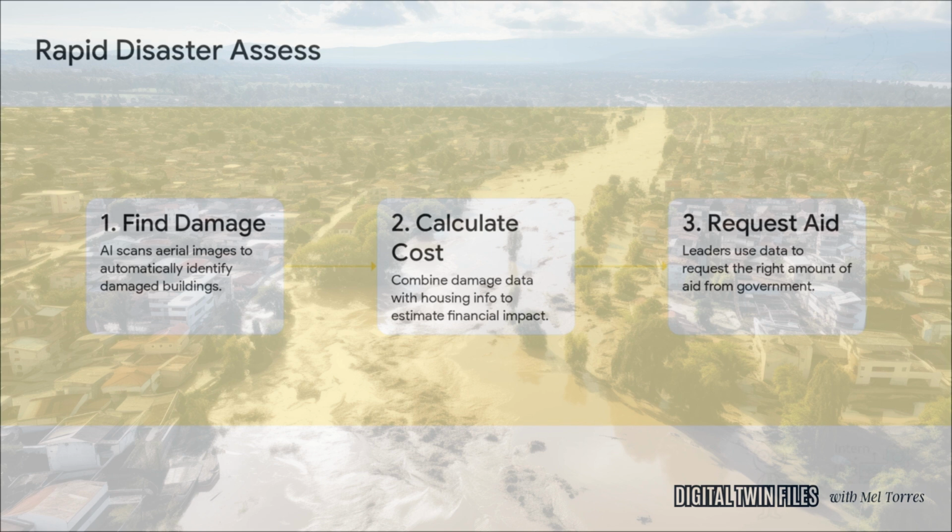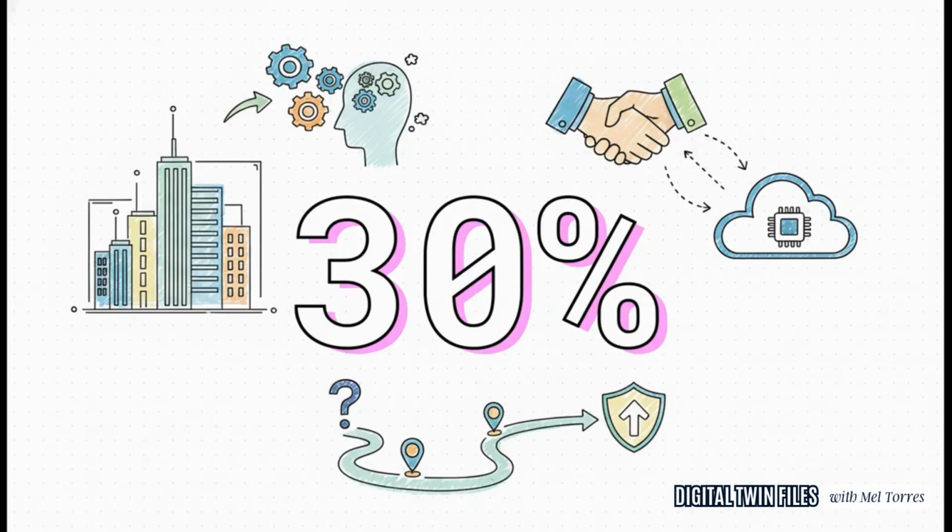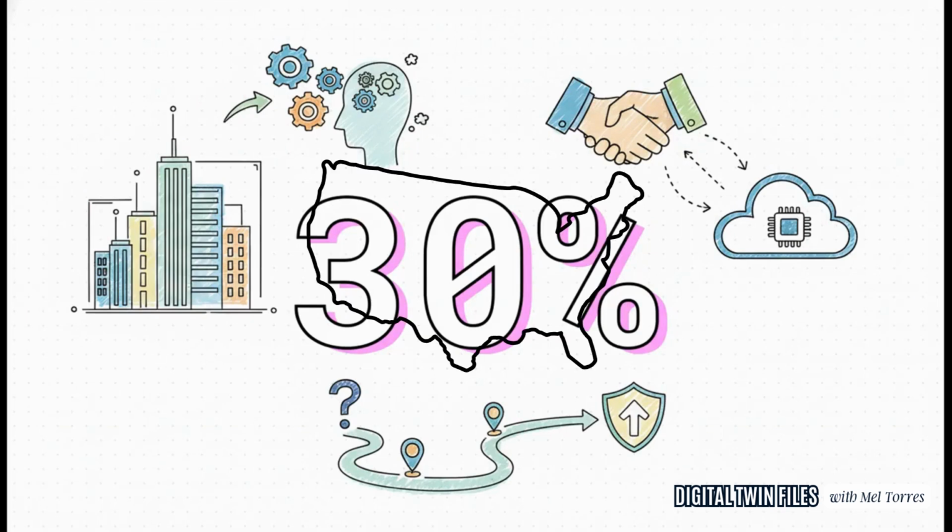Or think about a huge systemic problem, something that feels almost impossible to solve. In the US alone, about a third of all K to 12 school buildings are old and inefficient. We know this, but we don't have the money to upgrade all of them. It's just not feasible. So what do you do? Where do you even start?